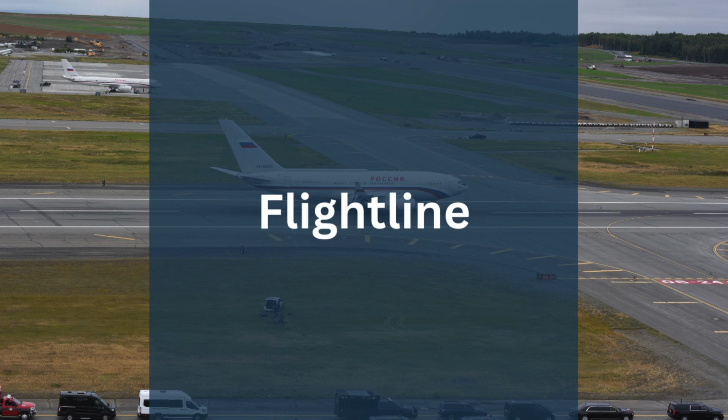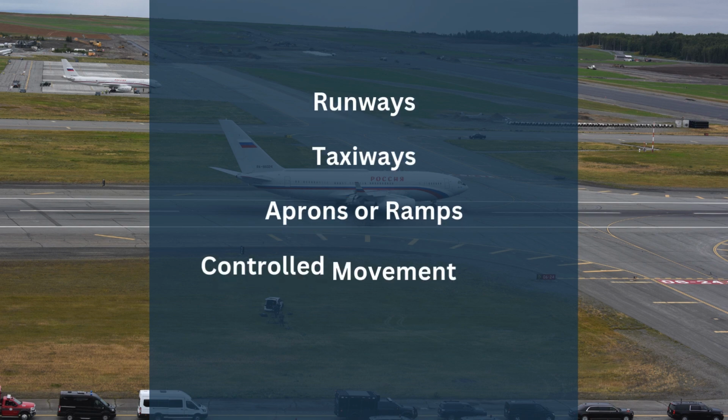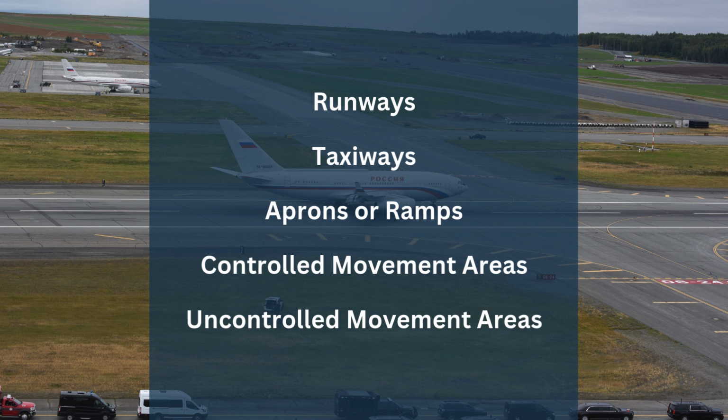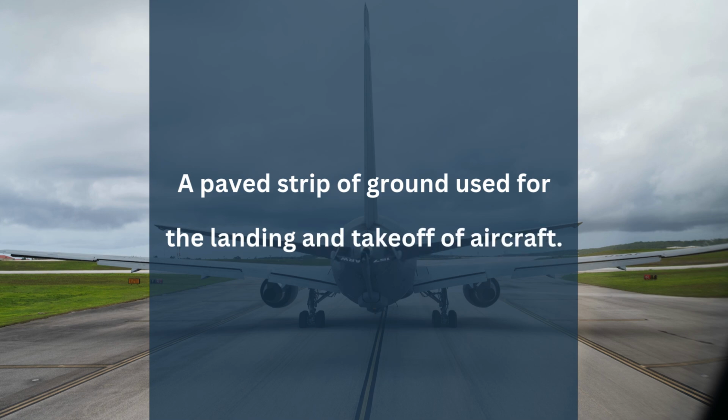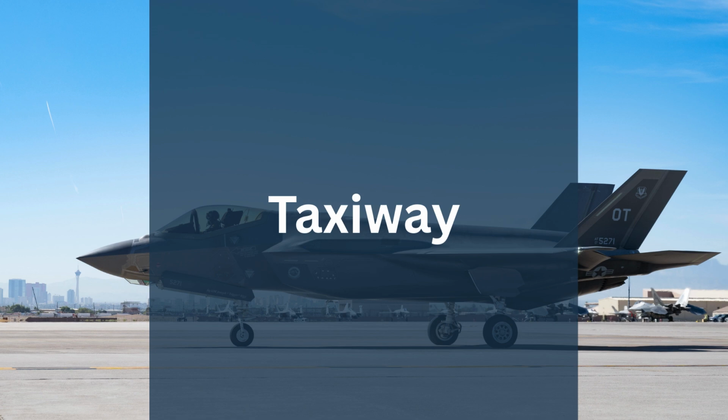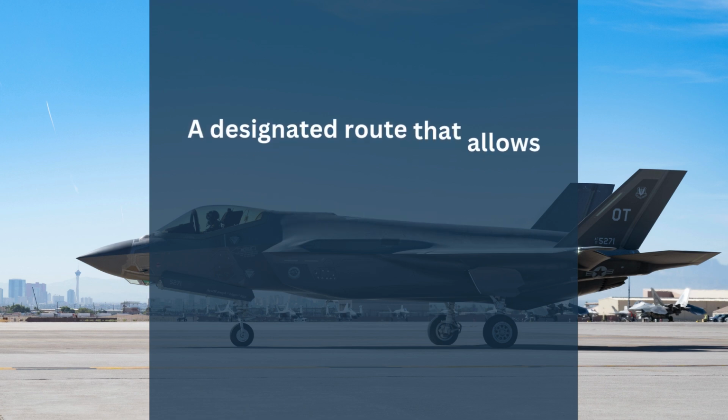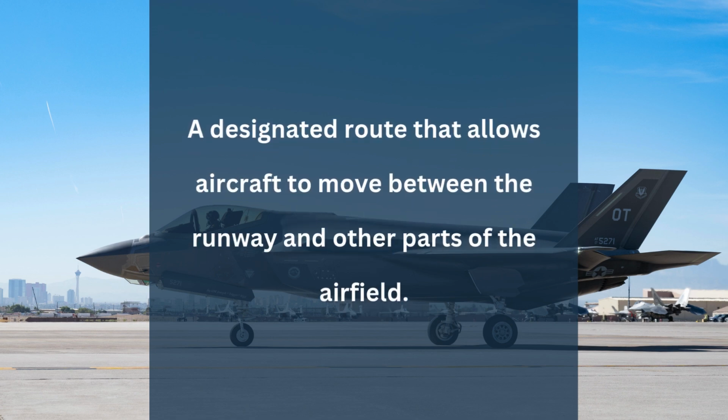Within the airfield lies the flight line, which includes runways, taxiways, aprons or ramps, controlled movement areas, and uncontrolled movement areas. The runway is a paved strip of ground used for the landing and takeoff of aircraft. It's engineered for high speeds and heavy loads. A taxiway is a designated route that allows aircraft to move between the runway and other parts of the airfield.